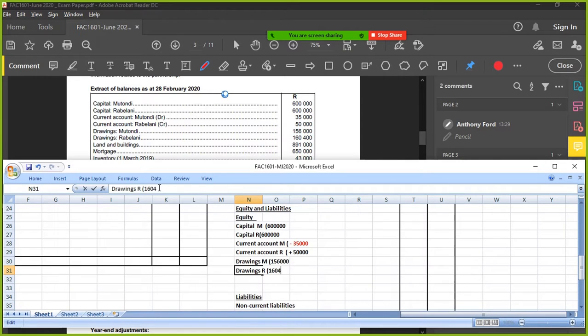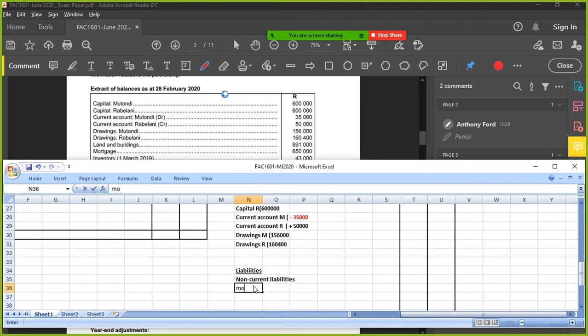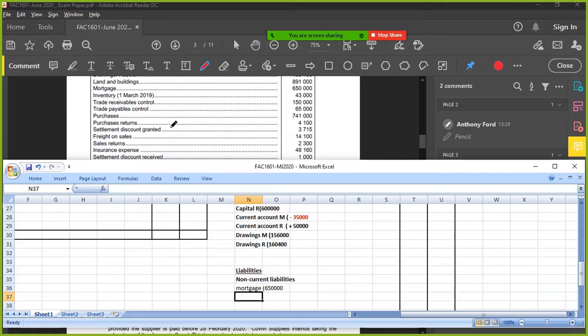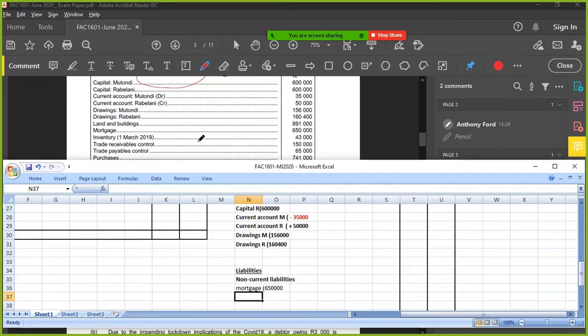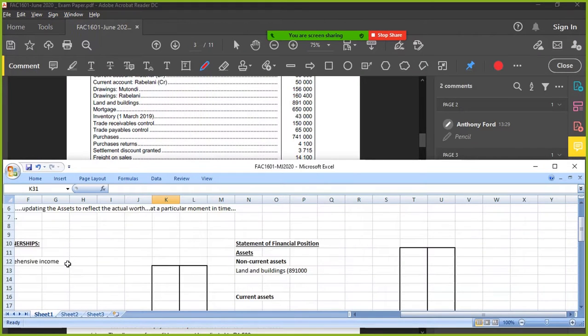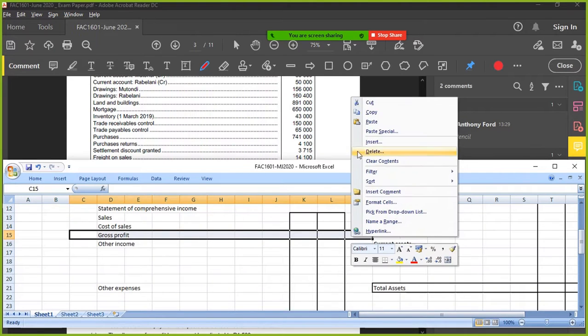One six zero 400. Okay. What else? Land and buildings. Okay, land and buildings. Mortgage. 650. Inventory 1 March. Inventory 1 March is opening stock. Yes. That's Feb. Obviously March is opening stock. So go back to my income statements. Okay. Move this down a few lines.